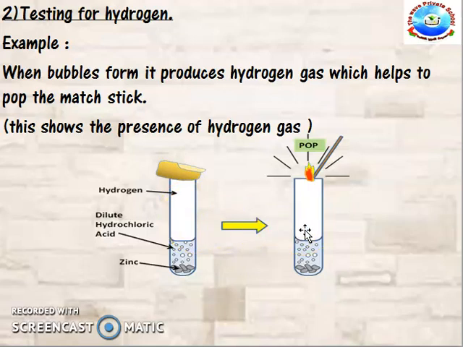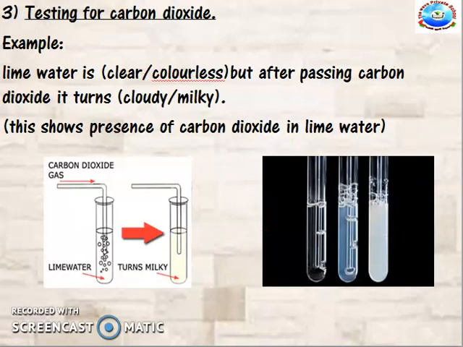Then how to check the presence of hydrogen gas? We bring a matchstick above this surface. You can see the pop of the matchstick. This shows the presence of hydrogen gas. Got the concept, student? When zinc reacts with hydrochloric acid, there is the formation of hydrogen gas, which helps to pop the matchstick. The popping of the matchstick indicates that there is the presence of hydrogen gas. Clear with the point, student? Now let's proceed with the next.